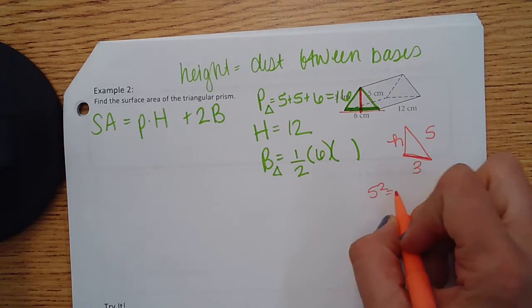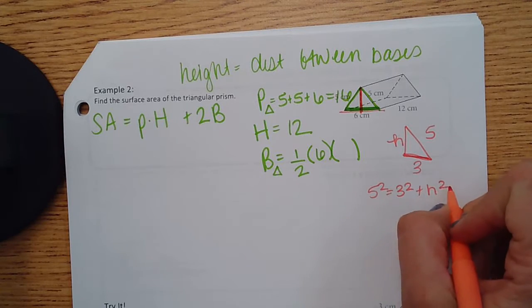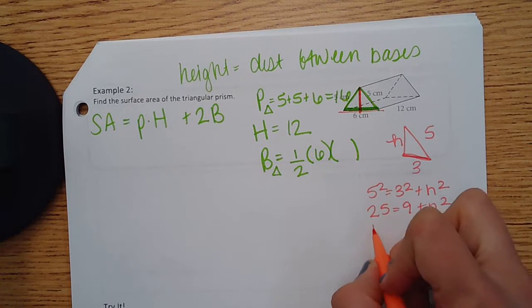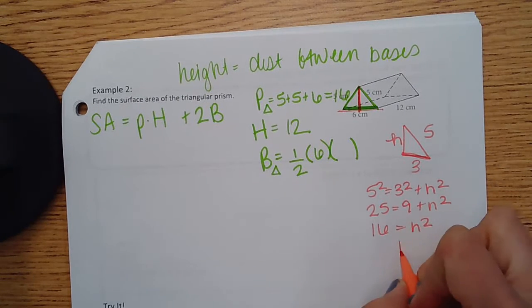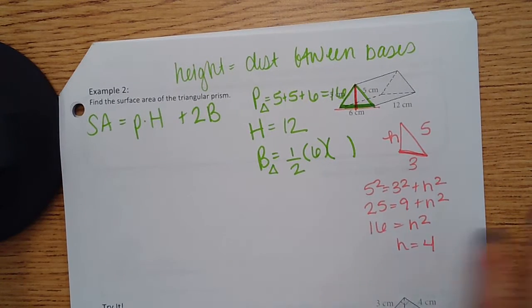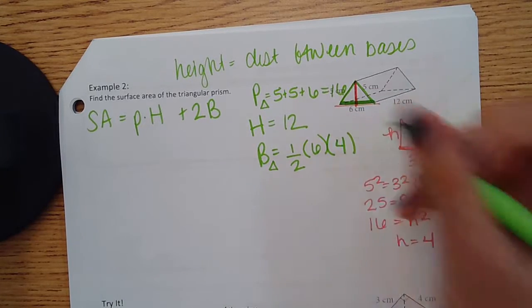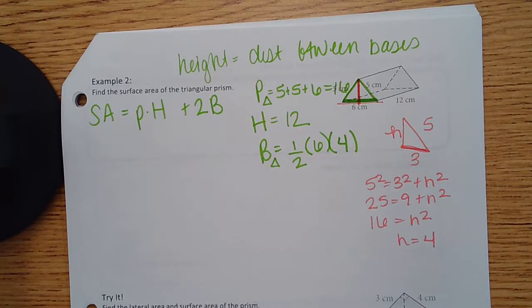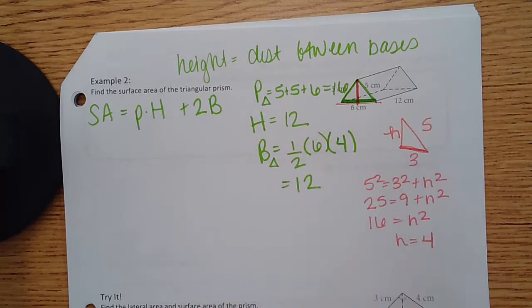So, Pythagorean theorem quickly. 25 equals 9 plus h squared. Subtract: 16 equals h squared. H is equal to 4. So now we can plug it in here: 1/2 times 6 times 4. 6 times 4 is 24, so the area of the base is 12.